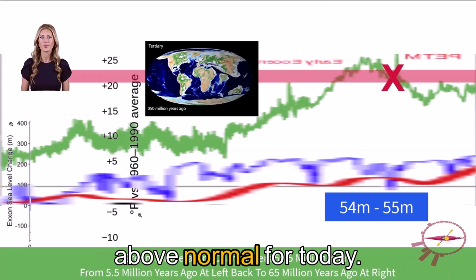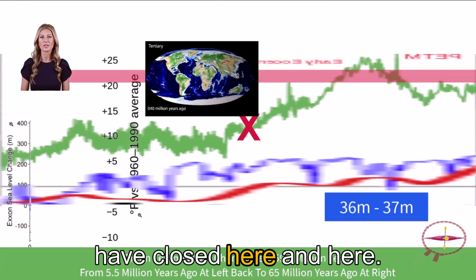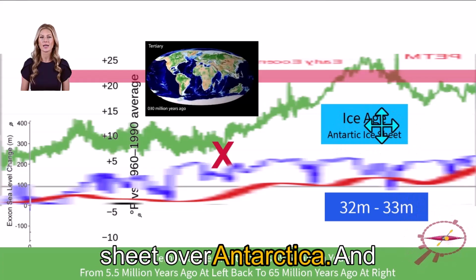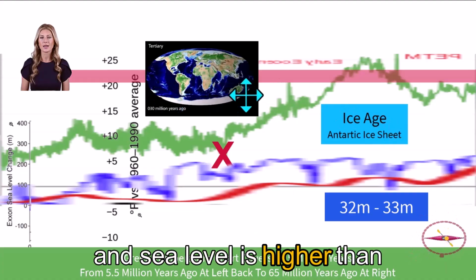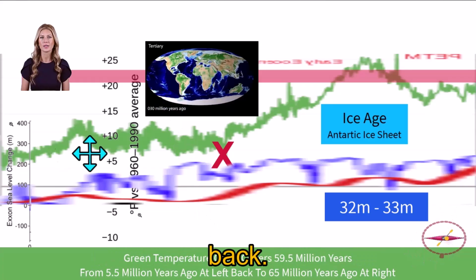Again, we're remaining above normal for today. We're in the period of time where those passages have closed here and here. We're in an ice age because there's now an ice sheet over Antarctica. And again, temperature is high and sea level is higher than today. Maybe 50, 60 meters. So we'll keep going back.